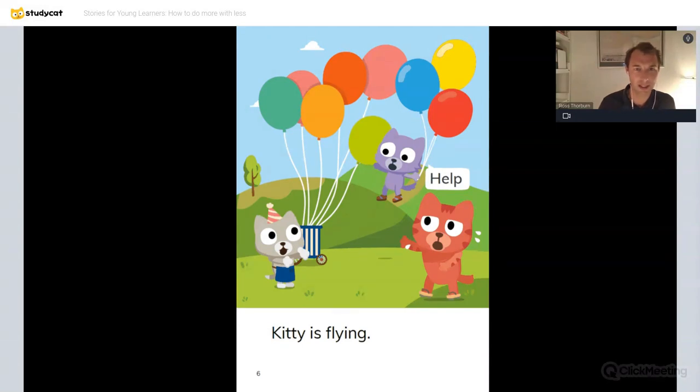So on the next page, Kitty gets lifted up by the balloons. There we go. So Kitty now is flying. And she says, help. And poor Bob down here, you can see he's sweating even more. All right. So this is our point of conflict.